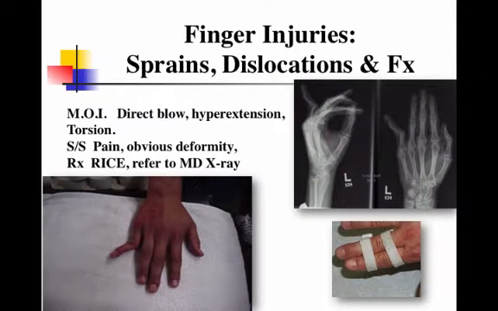Slide 16. Sprains, dislocations, and fractures to the fingers are very common in sport. The mechanism of injury is often from a direct blow, hyperextension, or torsion, such as when the athlete gets his finger stuck in someone else's jersey. Pain is often present. In dislocations, there will be obvious deformity.